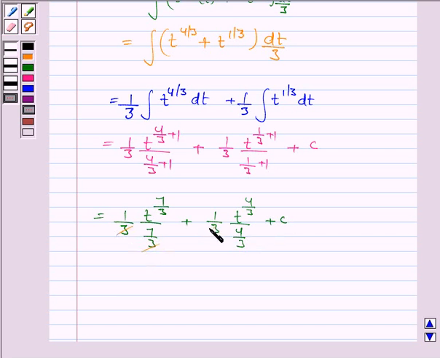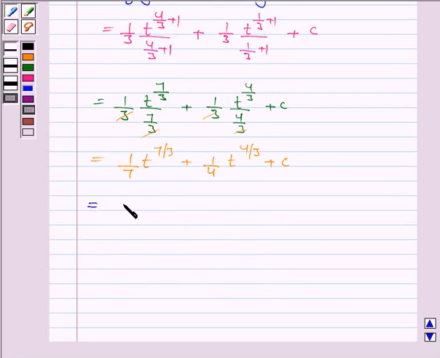Now 3 gets cancelled with 3. We have 1 by 7 t to the power 7 by 3 plus 1 by 4 into t to the power 4 by 3 plus c. Now t is x cubed minus 1, so let us substitute: 1 by 7 (x cubed minus 1) whole to the power 7 by 3 plus 1 by 4 into (x cubed minus 1) to the power 4 by 3 plus c.